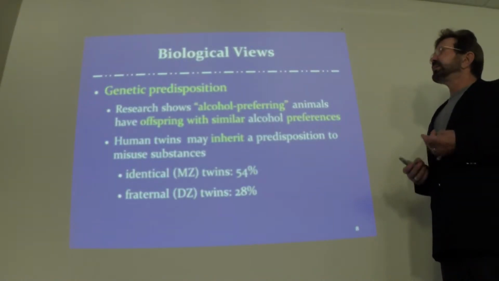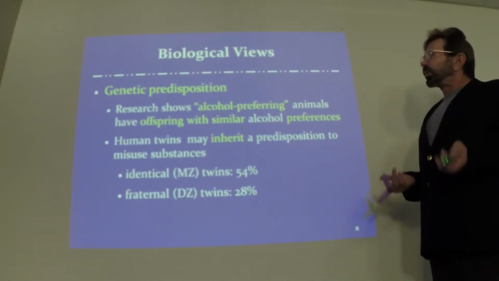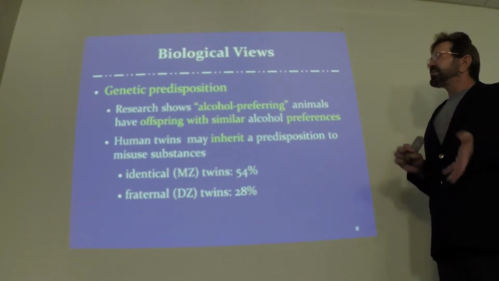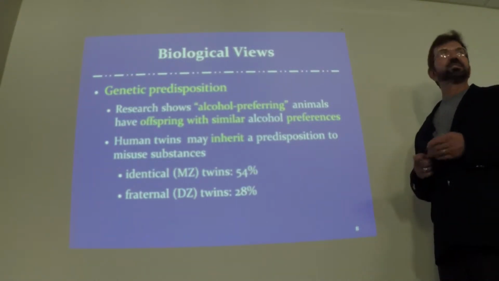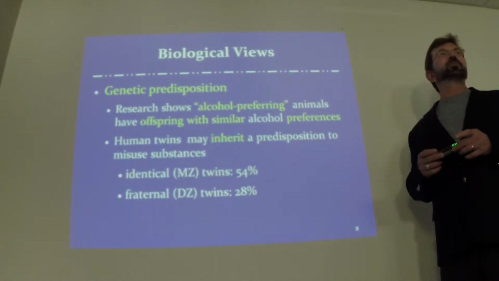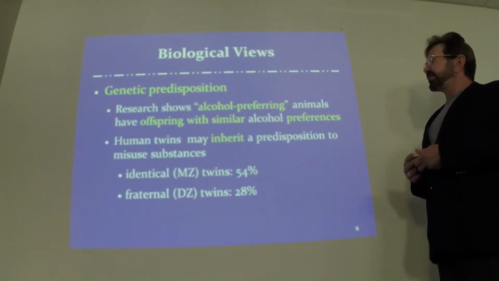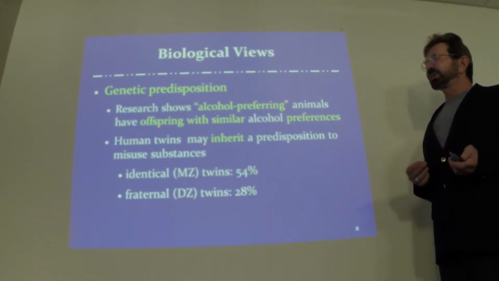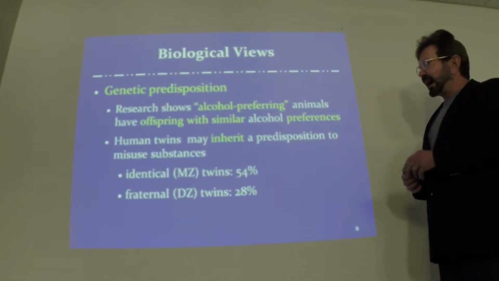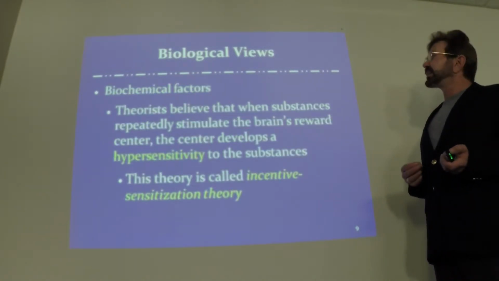Biological views believe that genetic predisposition plays a role. Research shows that alcohol-preferring animals have offsprings with similar characteristics. They also are alcohol-preferring. Works basically the same with human twins. Twins inherit the same type of predisposition. Identical twins have been shown to have a 54% predisposition. As fraternal twins, it's lesser, but it's still there at 28%.